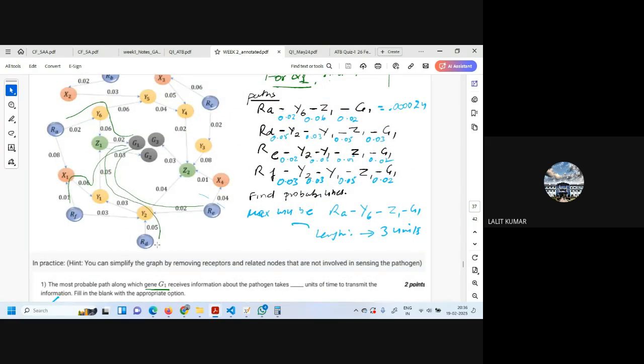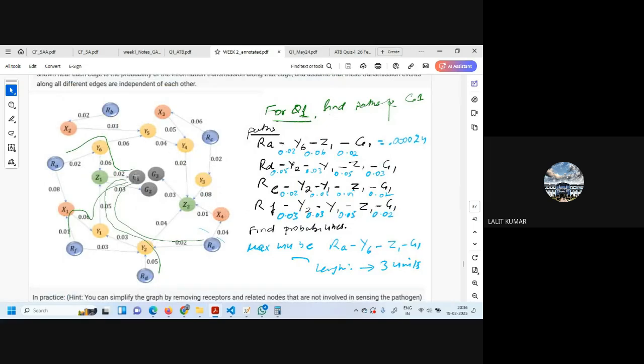See, we take gene 1, and what we do is find its receptors. The receptors are RA, RB, and RC. So gene 1 can get information from only these three. From gene 1, if you see the shortest path, it is gene G1 to Z1, Y6, and to RA1. This is the shortest and the most simple path. If you take any other path, it will be longer. For example, if you take G1, Z1, Y1, Y2, RD, this is longer. This will take path length 3 and it will come from RA. Is that okay?